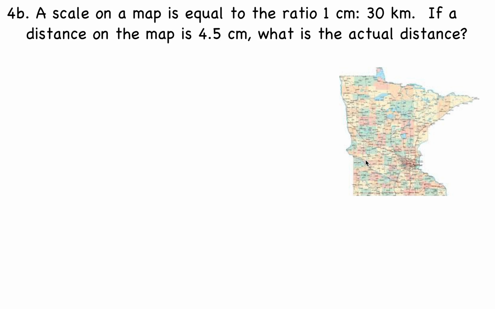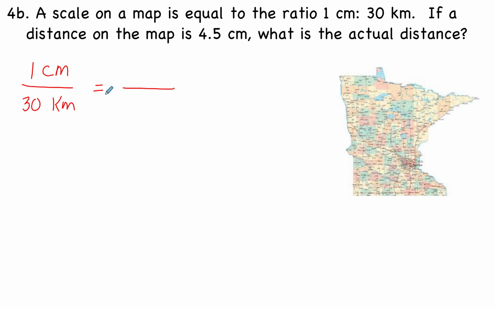A scale on a map is equal to the ratio 1 centimeter to 30 kilometers. So I'm going to go ahead and write that right away. 1 centimeter, write it as a ratio. Remember, a ratio is a fraction, to 30 kilometers. If a distance on the map is 4.5 centimeters, this is going to be equal to, we're going to use a proportion. Where do the centimeters go, on the top or on the bottom? They go in the same place.